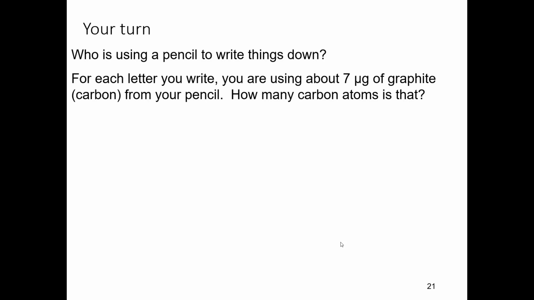All right, here is an example for you. If you're using a pencil to write things down, for every letter that you write, you're using about 7 micrograms of graphite from your pencil. So you can also find out how many carbon atoms that is. You're going to follow a pretty similar process to get this problem done, but you'll notice that everything is in micrograms first.